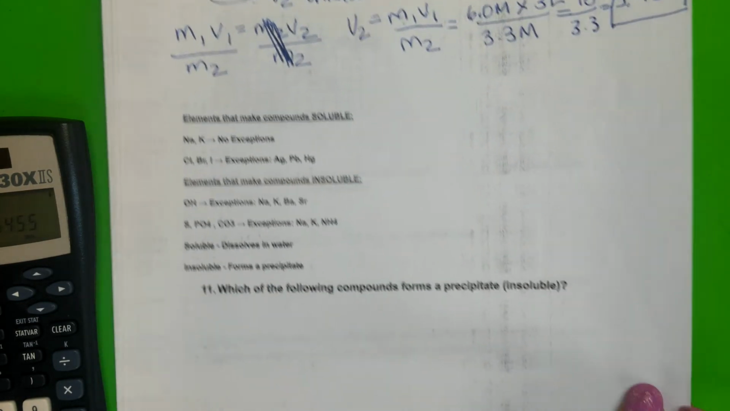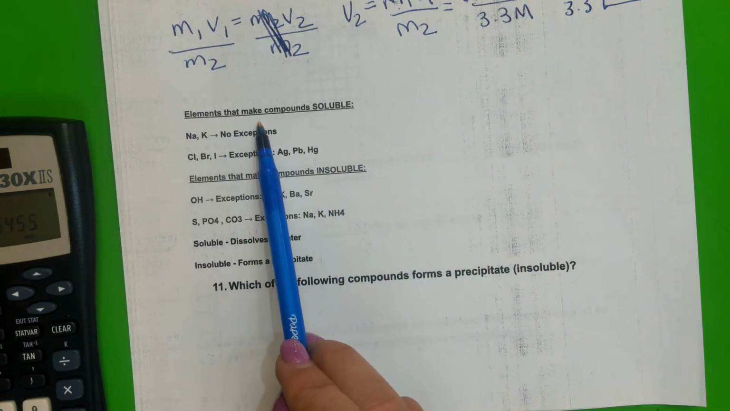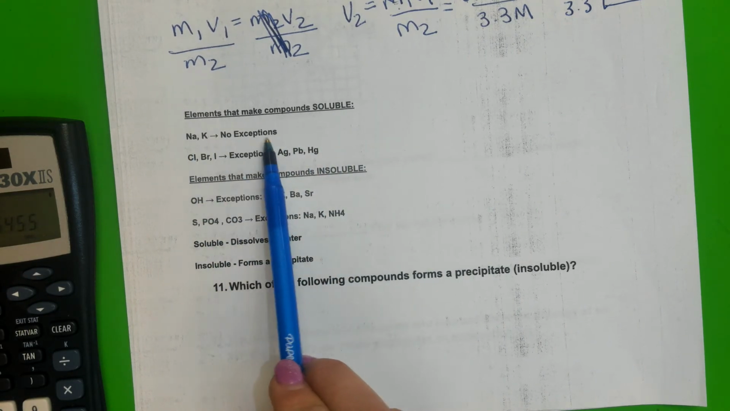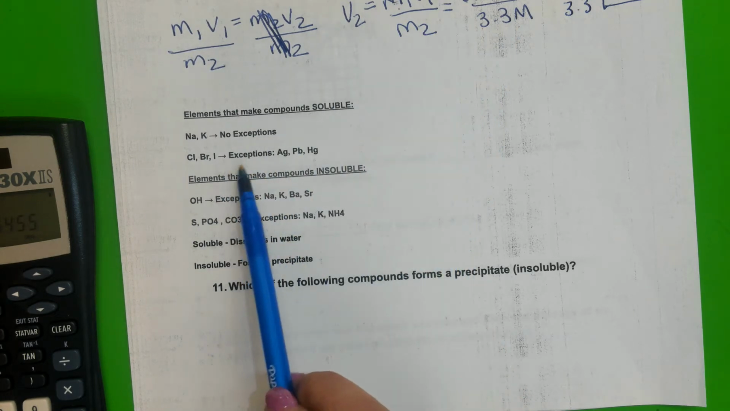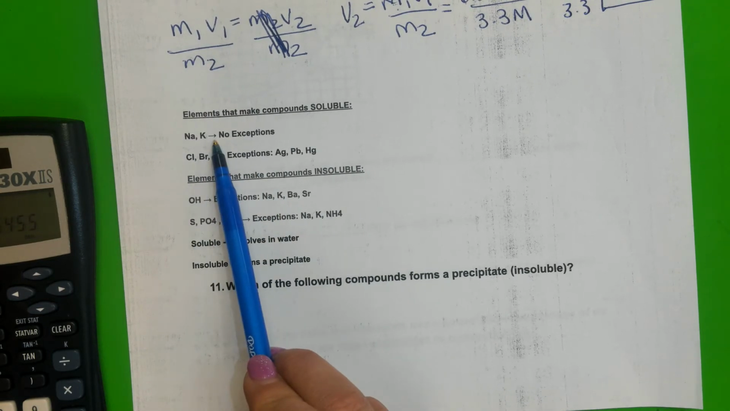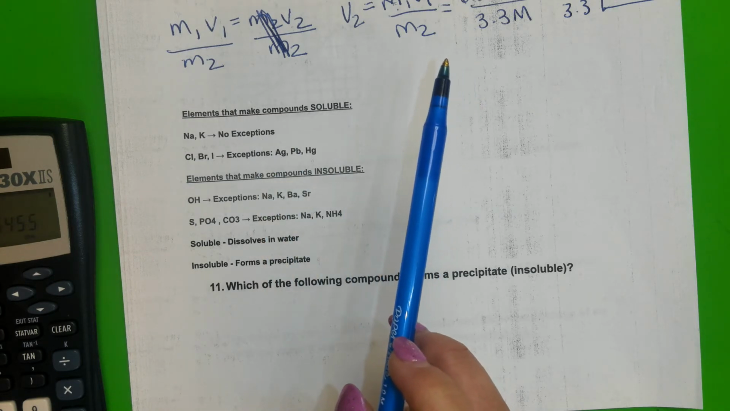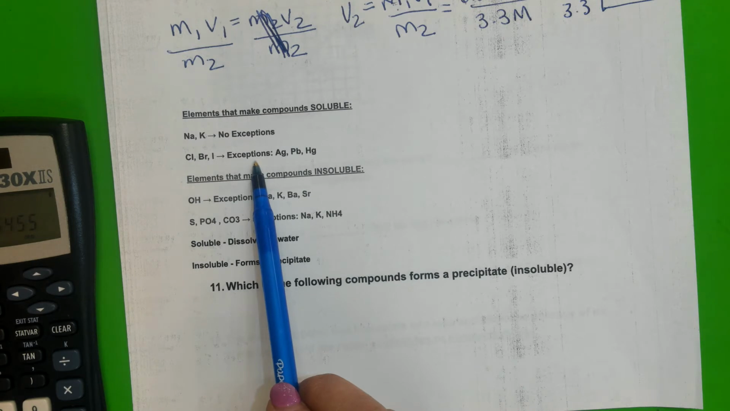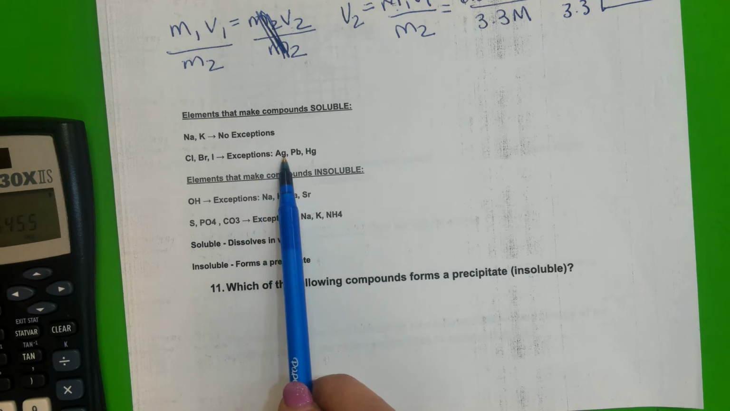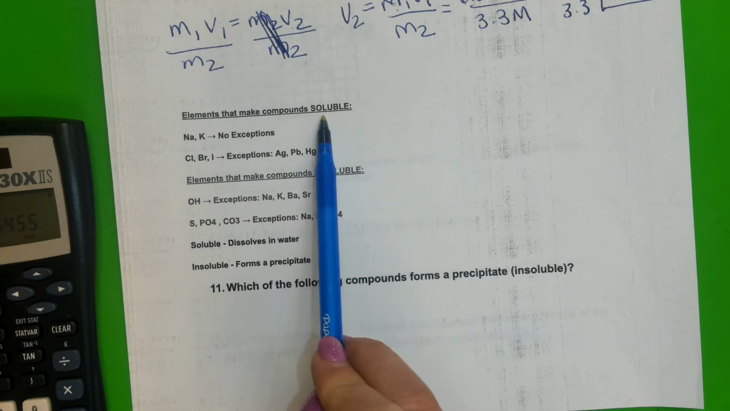Okay, so now let's look at solubility rules. Keep in mind that the elements that make compounds soluble are sodium and potassium. There are no exceptions, so these are always soluble. However, there are some exceptions with chlorine, bromine, and iodine, and the exceptions will be with silver, lead, or mercury. Okay, that will be your exceptions when it cannot dissolve.